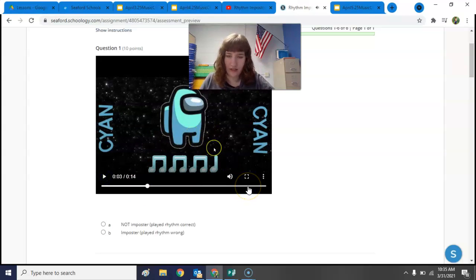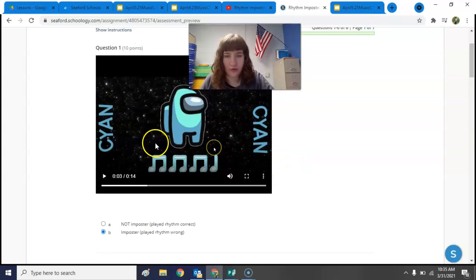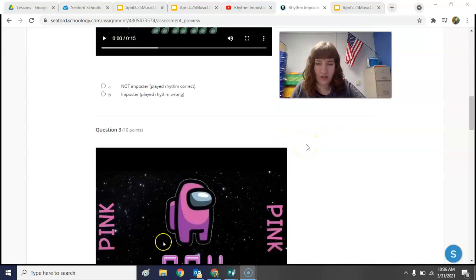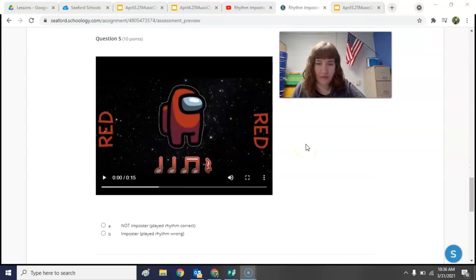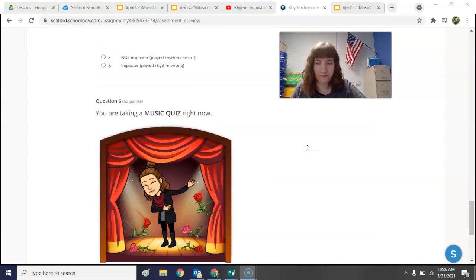Listen to the video. And then A is going to be not an imposter, so that means they played the rhythm correctly. And B is going to be imposter, that means they played the rhythm wrong. In the videos, I also recorded my little mouse moving on the rhythm patterns, so you can follow along and see if it matches up or if it doesn't. So questions 1 to 5, there are going to be 5 of those. Listen to the video and then respond.